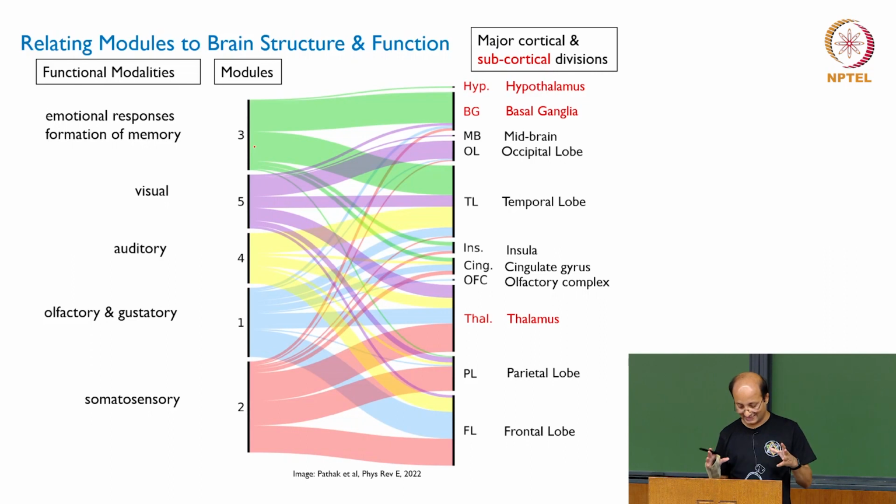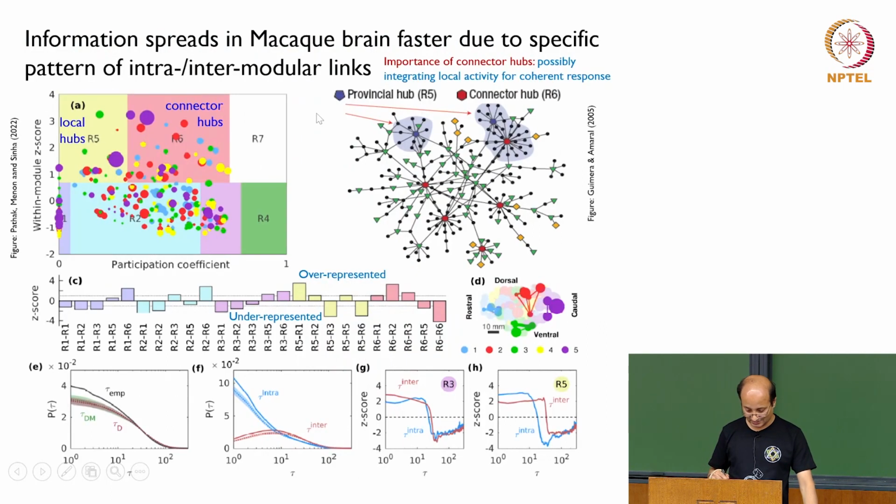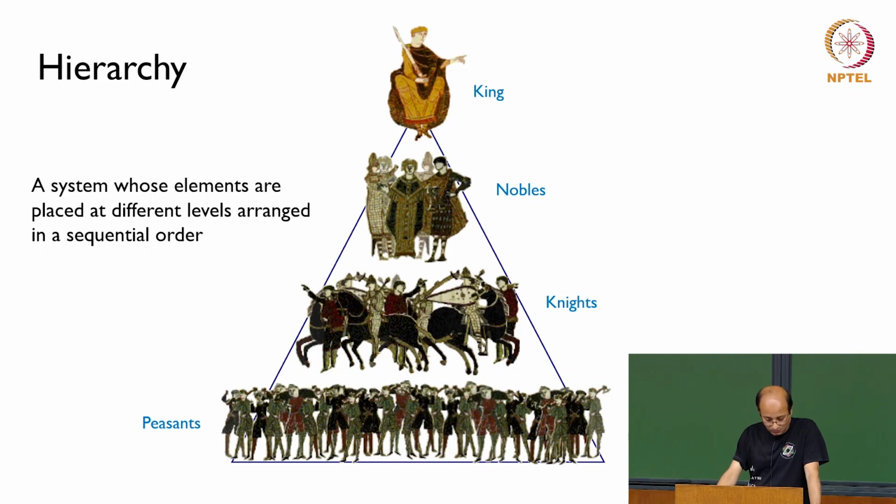So you can clearly see that the modules which were purely identified on the basis of structural information are also strongly associated with functions. And there is some work that one of my students did which showed that this particular architecture which you find in the macaque brain allows for very, very fast spreading of information, faster even than a corresponding random network. So what is hierarchy?